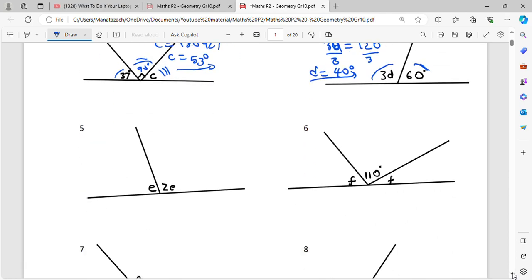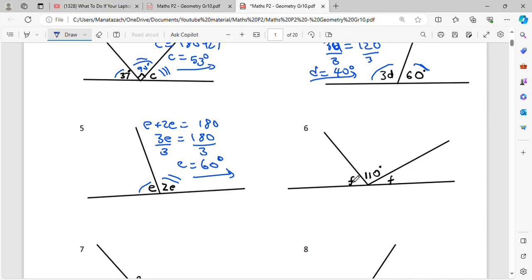Let's go to question 5. I hope now you get the picture. This is also supplementary angles. So here E is equal to 60 degrees.